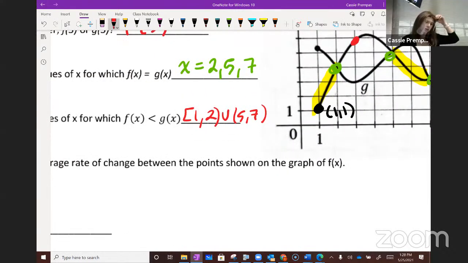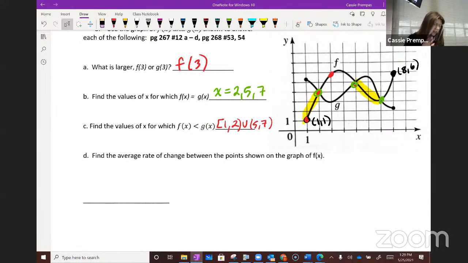All right, guys, go ahead and take a look. You should have bracket 1, 2 parenthesis, union with parentheses 5 to 7. Wilbur, why aren't there brackets in all of them? Good question. Because the question didn't say where are they less than or equal to. They're actually equal to at those 3 locations. So it's definitely less than down here, that's why I have a bracket at 1. But then I have to put a parenthesis showing that it's not actually less than g at 2. It's actually equal at 2, so I'm going to put a parenthesis there.